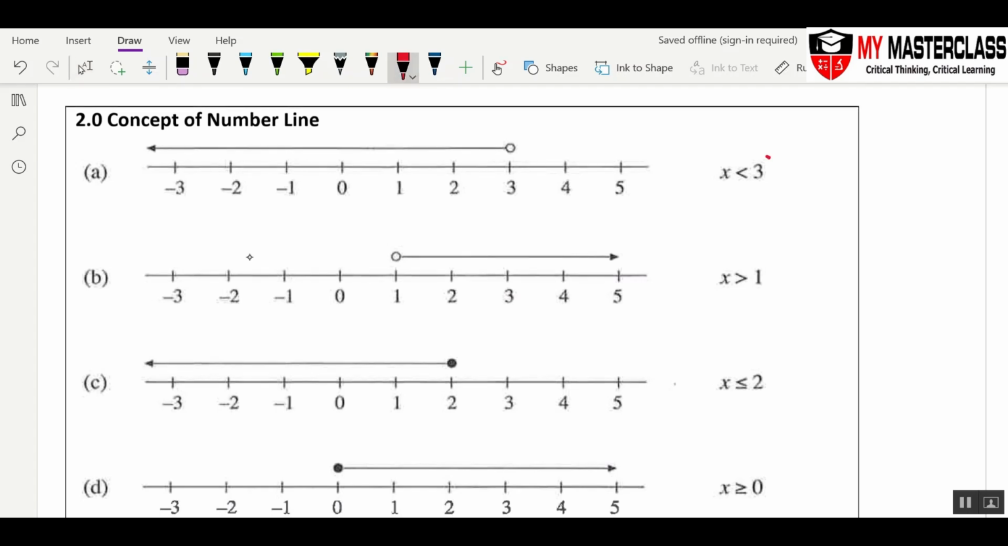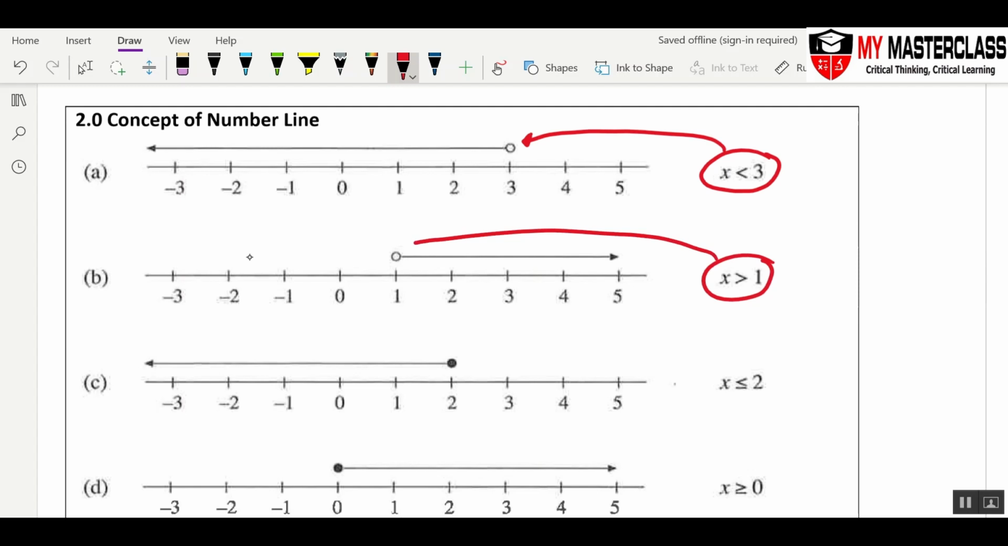If x is, this is called strictly lesser than, that means it cannot be equals to 3. When you see strictly lesser than, your dot cannot be shaded and it's going to the left side because it is lesser than 3. The mouth always points to the bigger value. Okay, if x is strictly greater than 1, it is a non-shaded circle, it goes to the right side.